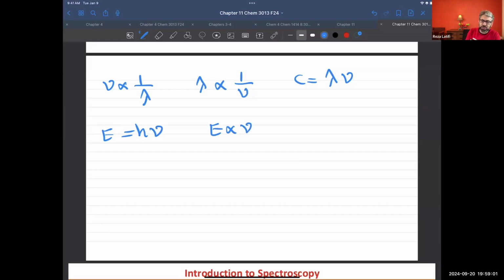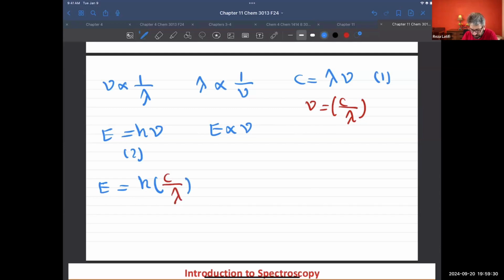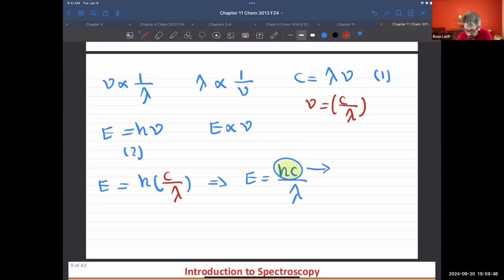Now, I want to know what will happen if I play with the wavelength. Let's call this one 1 and this one 2. So we're going to get energy equal to h multiplied by nu, and nu is going to be equal to c over lambda. Whenever you see nu, replace it by c divided by lambda, and that's going to give us energy equal to hc divided by lambda. Highlight hc. h is a constant number, c is also the velocity of light. So the entire numerator is going to be a constant number. It's not going to change.